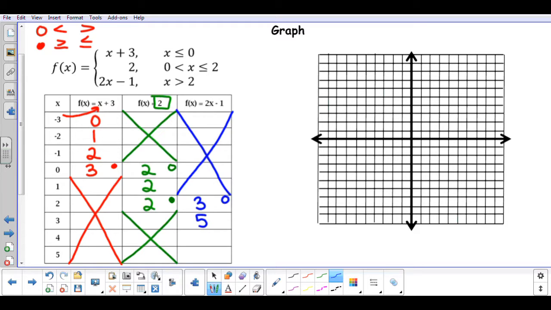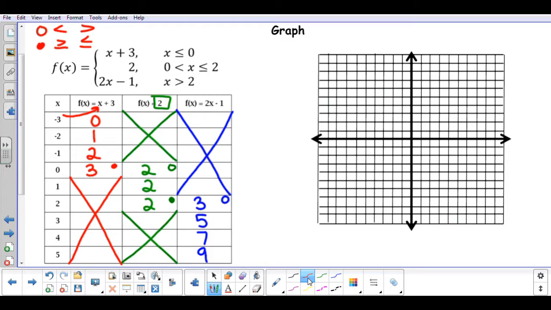Then I have x to be 4. So 2 times 4 would give me 8, subtract 1 would give me 7. And then 2 times 5 would give me 10, subtract 1 would give me 9. So those values you do not have to get mentally. You can use a calculator and you can plug them in to get the y values.